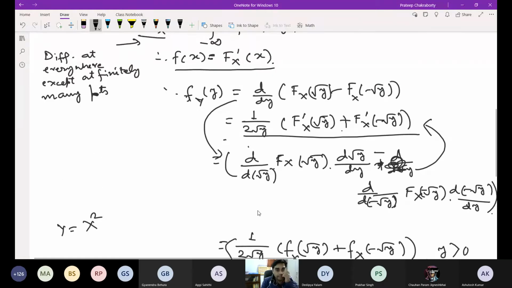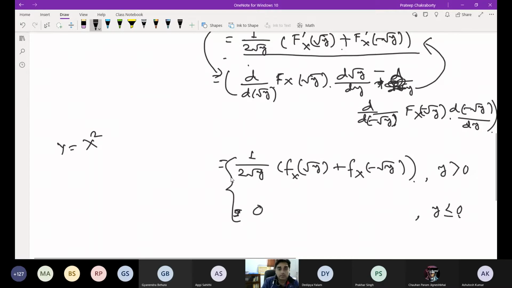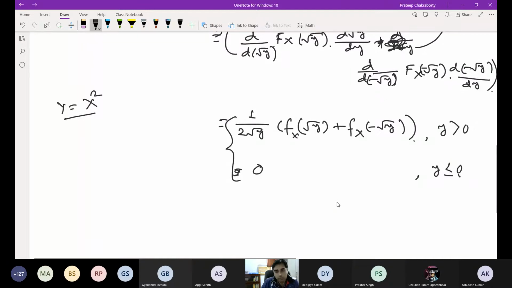This is the way: we can just take the differentiation, do the change of variables, and you will get the density function of y. Because you know the density function of x, from this you can get the density function of y. But this is not the rigorous way of proving this. We can prove this rigorously, which I have omitted here.